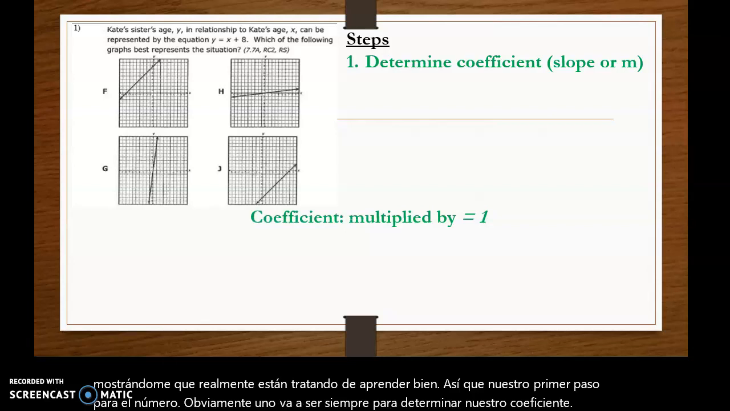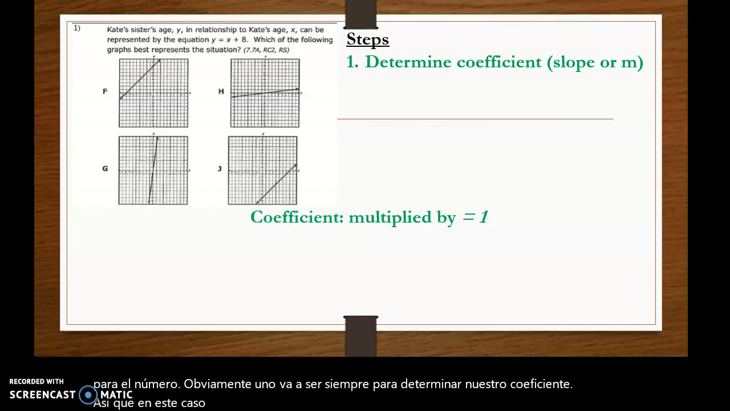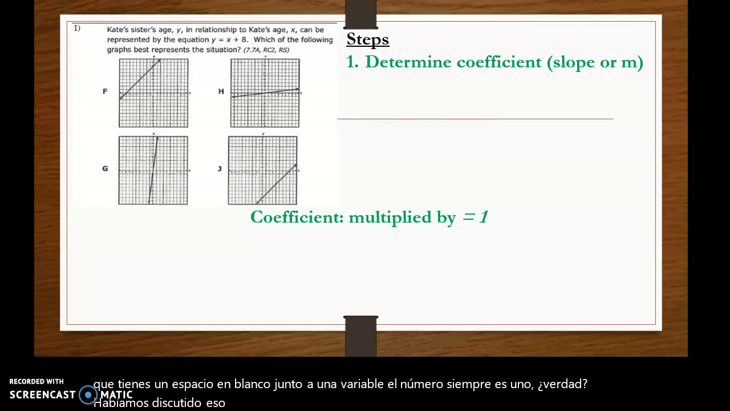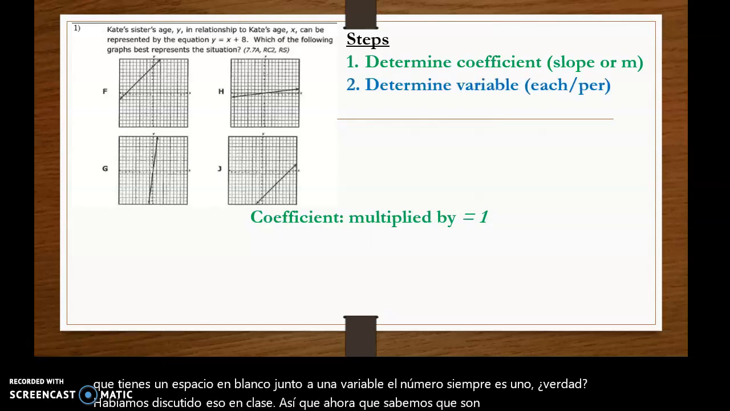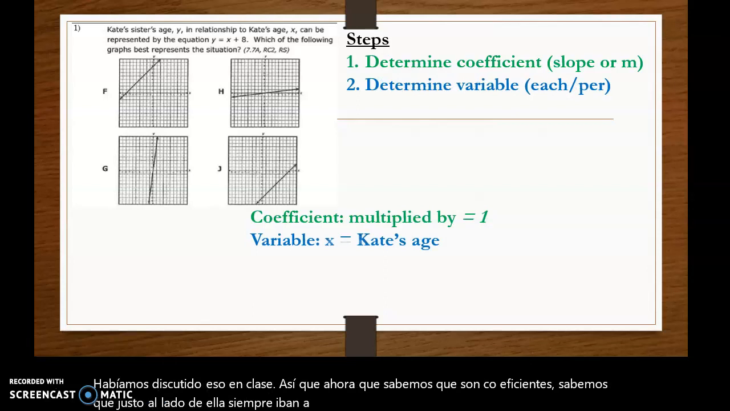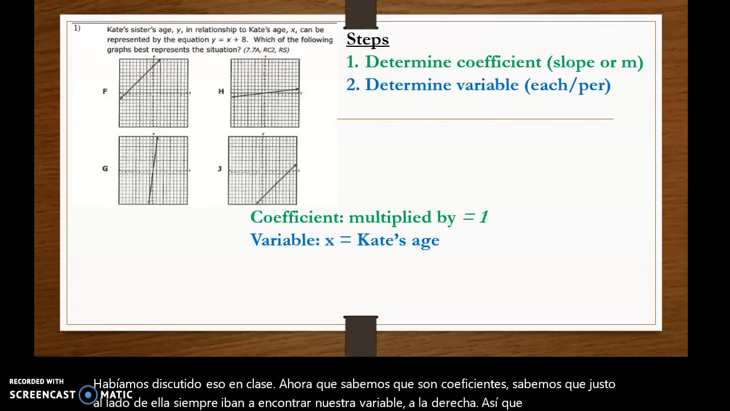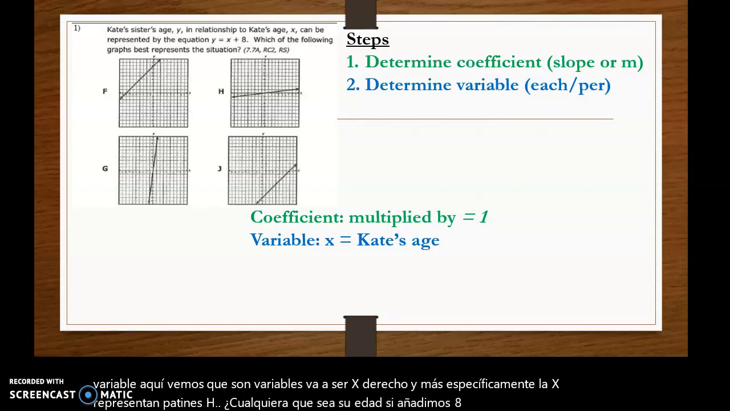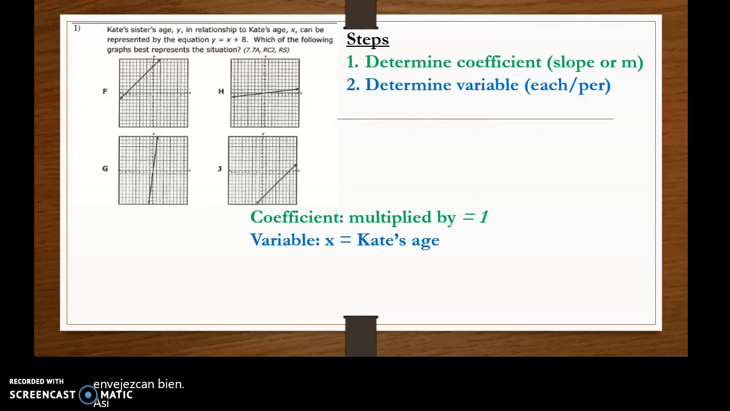In this case, they give you the equation. So our coefficient is 1. Whenever you have a blank space next to a variable, the number is always 1, right? We discussed that in class. Now that we know our coefficient, right next to it we're always going to find our variable. Here, our variable is x, and more specifically, the x represents Kate's age. Whatever her age is, if we add 8, we get her sister's age. So obviously Kate's sister is 8 years older.